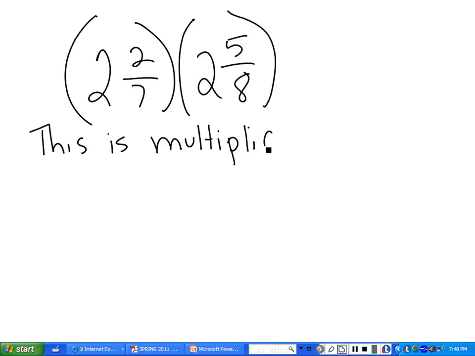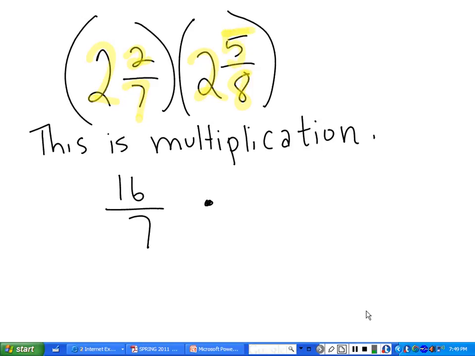So we're going to proceed as we normally do with multiplication. So let's just first change it to an improper fraction. We have this 2 times 7 here, which gives us the 14, and then we're going to add the 2 to that. That's going to give us the 16 over 7 times, and then we're going to multiply the 2 times the 8 here and get 16, and we're going to add this 5 and get 21 over 8. Now, can we cross cancel? Yes.